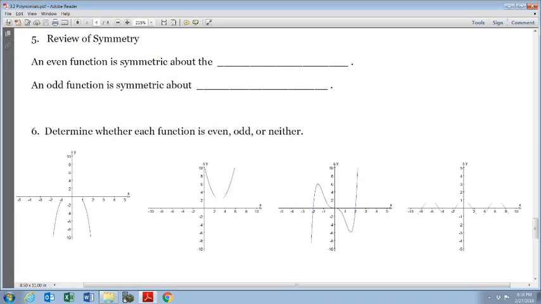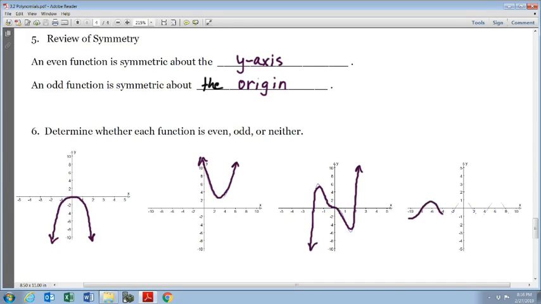I just want to do a quick review. Sometimes symmetry can be helpful to us when we're graphing polynomials. I want to remind you, an even function is symmetric with respect to, or about, the y-axis, and an odd function is symmetric with respect to, or about, the origin. And I'm going to go ahead and darken up these graphs.